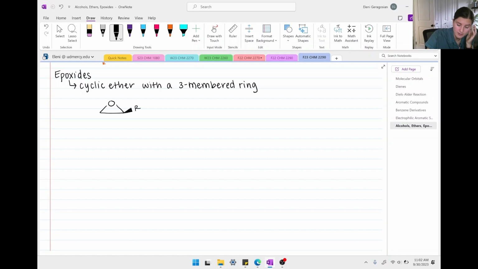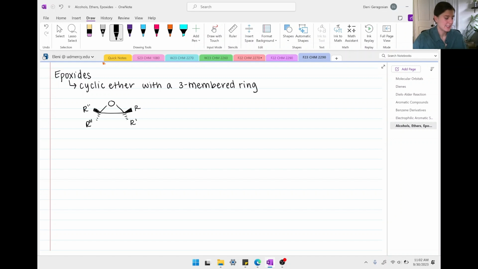So let's say we have an R group here and an R prime, R double prime, R triple prime. These would be 2 stereocenters. Now, if all of the R's are hydrogens, we don't have stereocenters. If they're all methyl groups, we don't have stereocenters. But this is what an ether looks like. This is what an epoxide looks like.